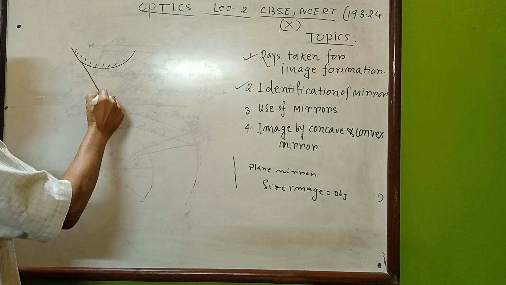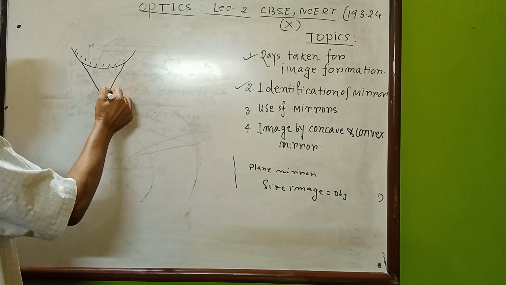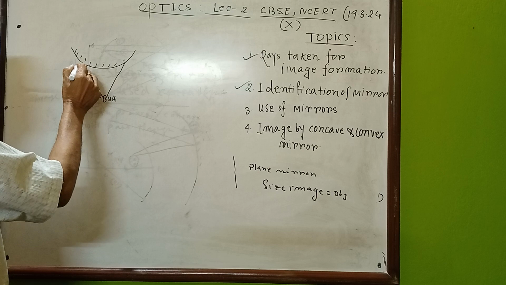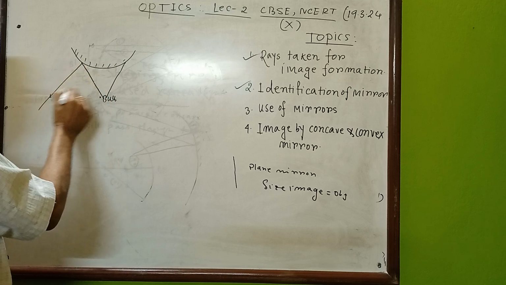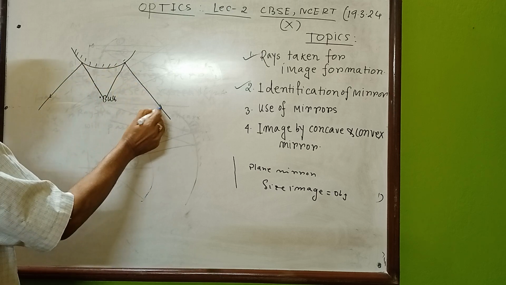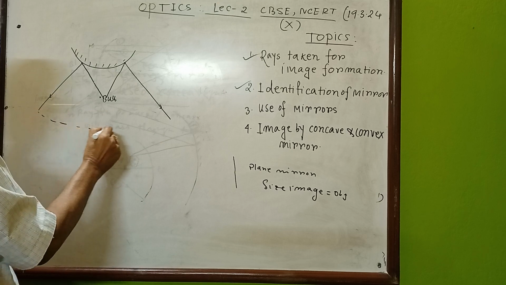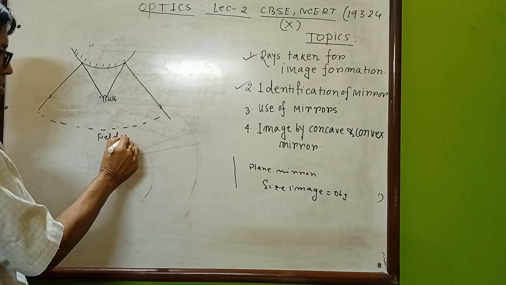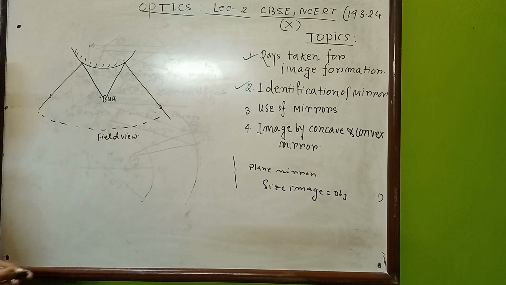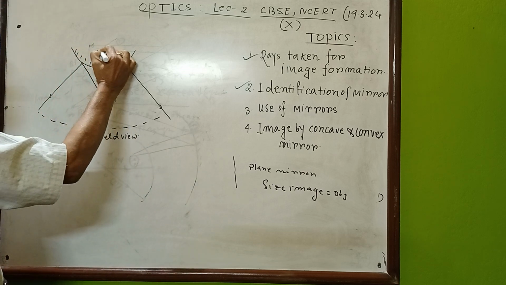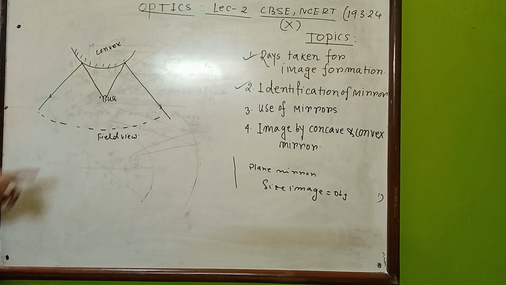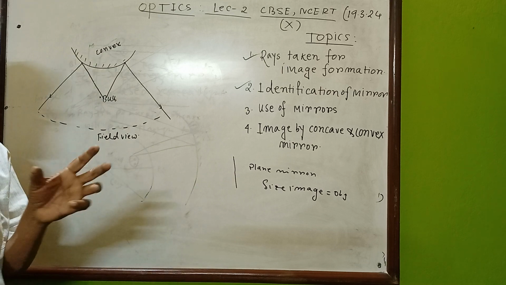Now this is the incident ray at the focus. So this is the focus, and the rays will be diverged. The field of view increases. Now this is the convex mirror. To increase the field of view, we use this type of convex mirror. In shops, convex mirrors are used.